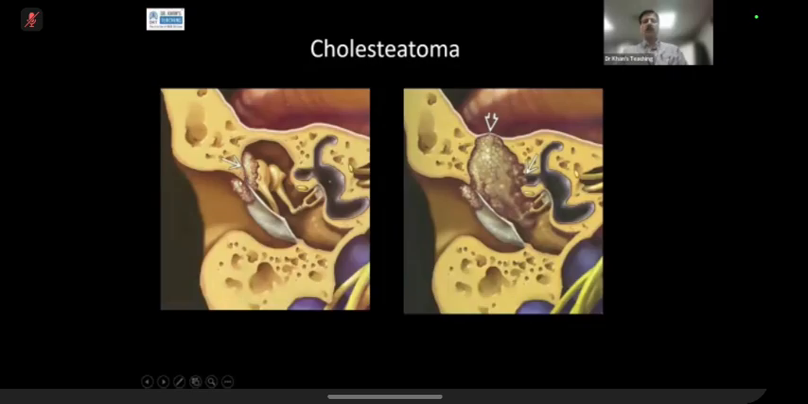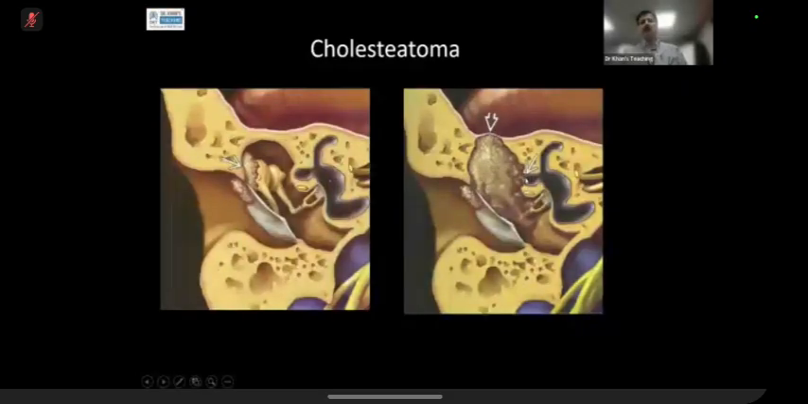And gradually it will erode this scutum. This is in the Prussak space, and it will erode this ossicle. But then there can be pars tensa cholesteatomas also. It can be in other parts of the middle ear cavity. They can be very large. Look at this example where it has eaten up everything. And look at this tegmen tympani, which is eroded.